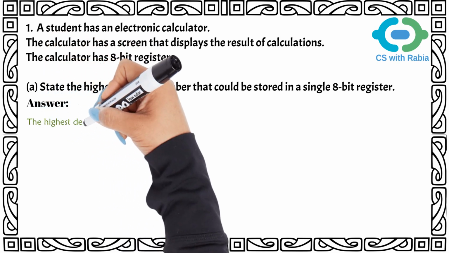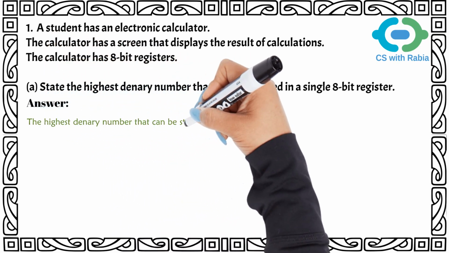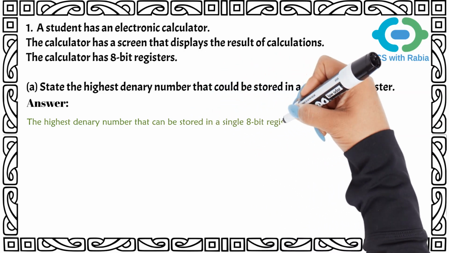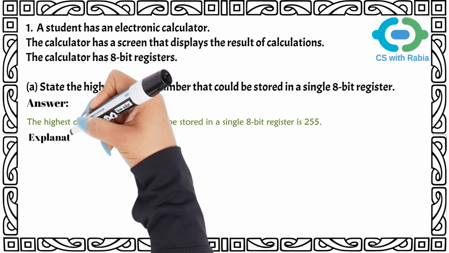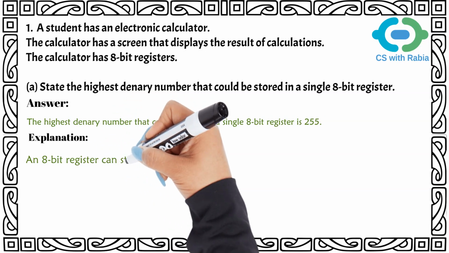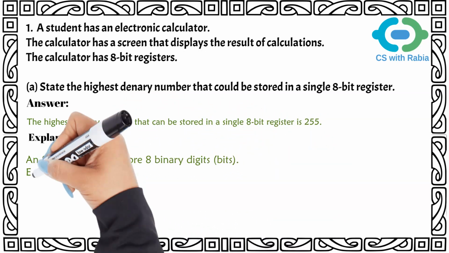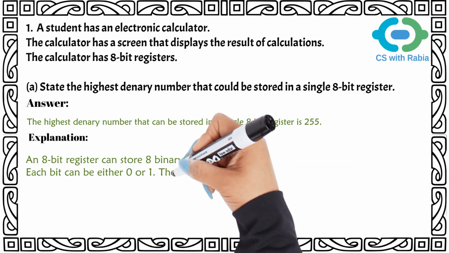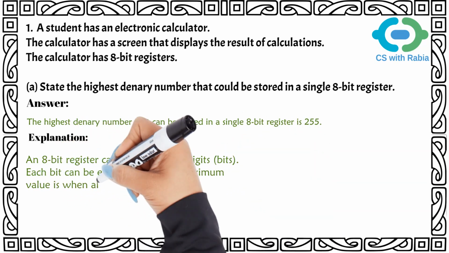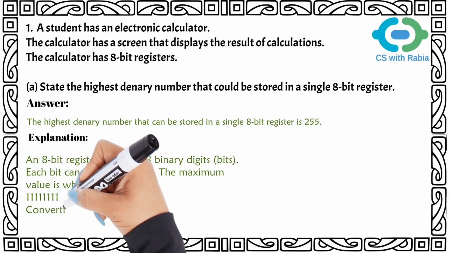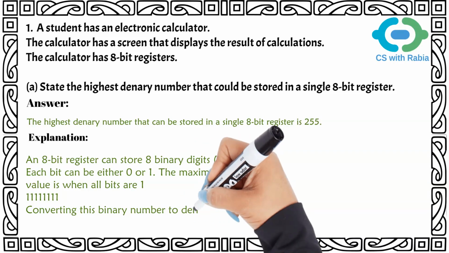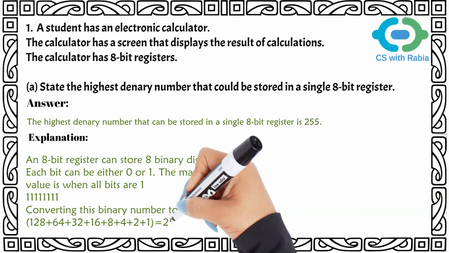The highest denary number that can be stored in a single 8-bit register is 255. An 8-bit register can store 8 binary digits. Each bit can be either 0 or 1. The maximum value is when all bits are 1. Converting this binary number to denary equals 255.